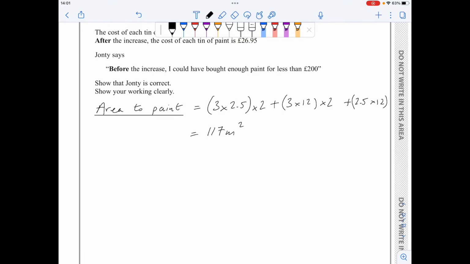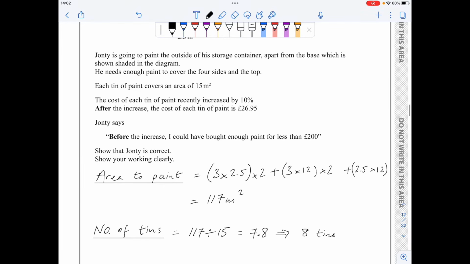Hence, the number of tins required can be found by dividing the 117 by the 15 meters squared per tin. This will give me 7.8 tins, which implies I'll have to buy 8 tins. To find the price of each tin, I'll use the fact that there is an increase of 10%. This means that I have a multiplying factor of 110 over 100, as a decimal 1.10.